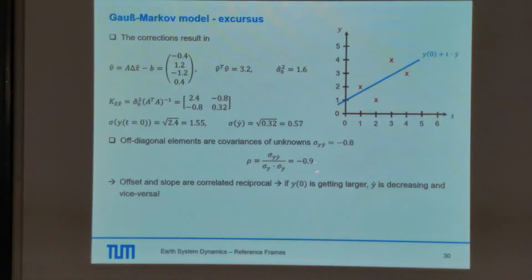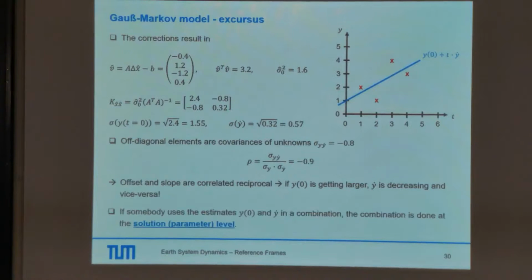And in this case, it's minus 0.9, which means that the offset and the slope are correlated really high, or correlated reciprocal because it's negative, which means if epsilon 0, or y0, is getting larger, yeah, the slope is decreasing and vice versa. They are anti-correlated or correlated reciprocal in this case.